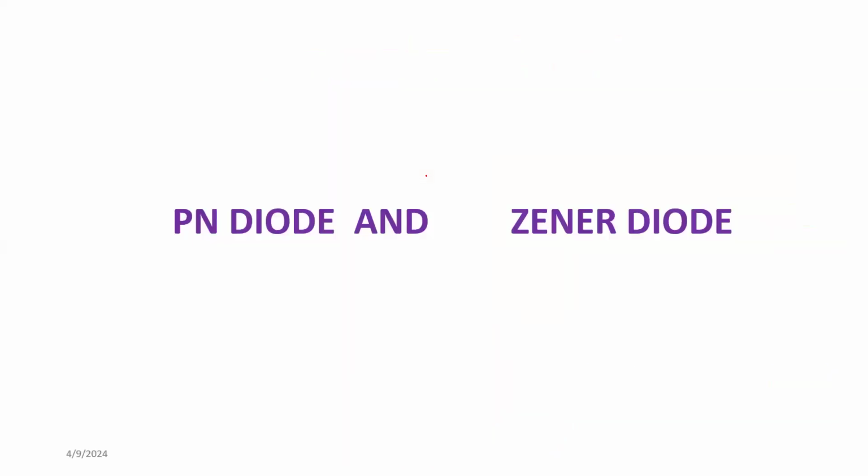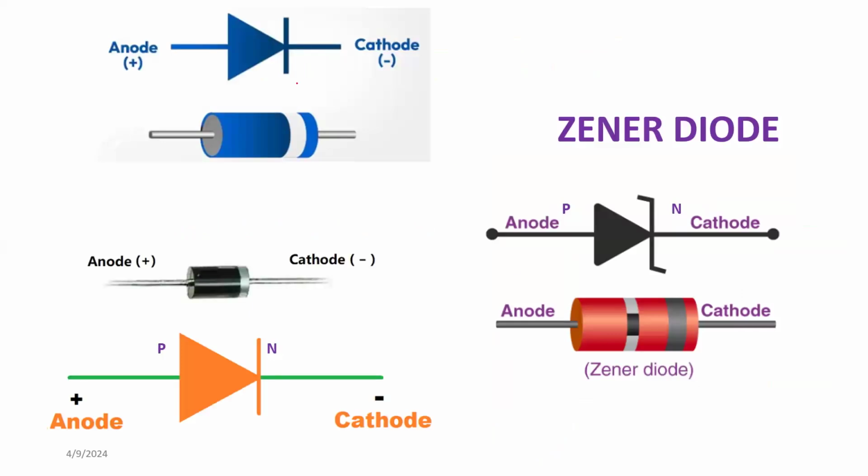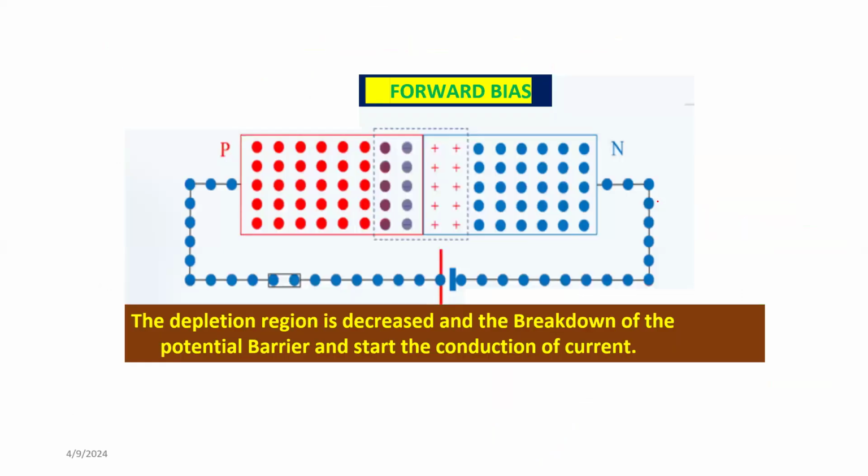Coming to the PN junction diode and Zener diode. What is this diode? It has an anode and a cathode, two polarities. The Zener diode has a Z shape like this, with anode and cathode. Combining P type and N type forms the diode symbol. P type semiconductor material and N type semiconductor material join together, and we get this PN junction diode. If it is heavily doped, we call it a Zener diode.